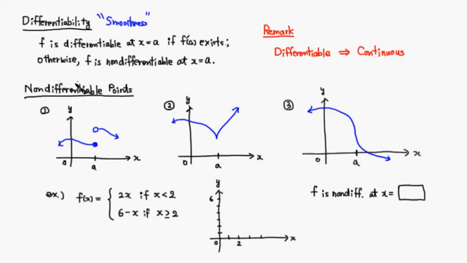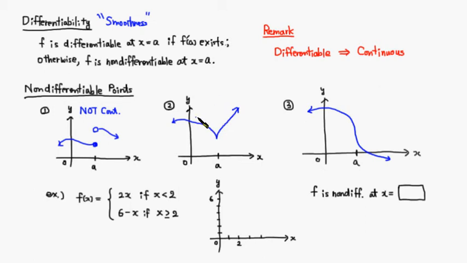All right, there are examples of non-differentiable points. The first one is an obvious one. If you have a non-continuous function, where the function is not continuous at a, then of course it cannot be differentiable. So there's a breakage there, so it's not differentiable at a.